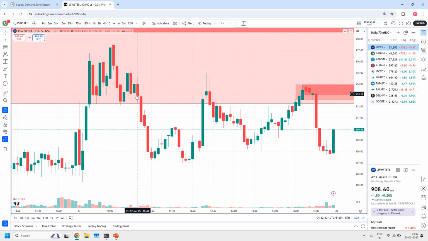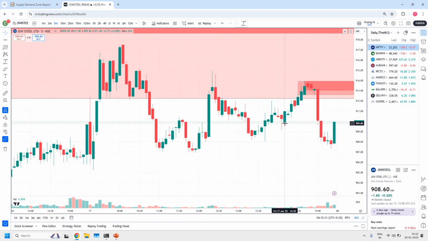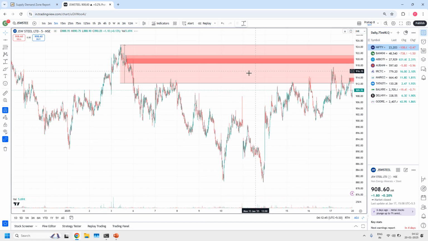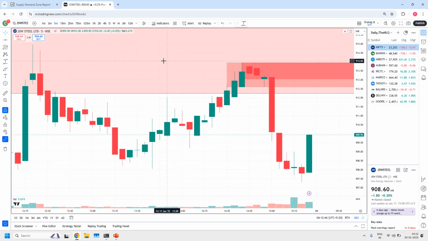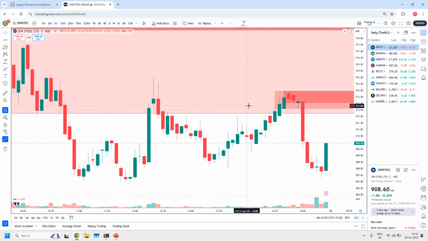I'm just checking whether there is any high liquidity on drop base, but this is already pierced in this candle. This is also a large candle, so I can't consider this as a base candle. Big candle, very big. Okay, at least we have this order flow. So this is JSW Steel.